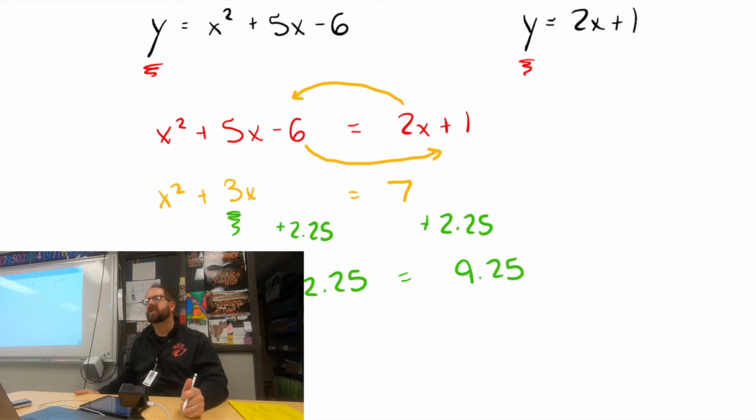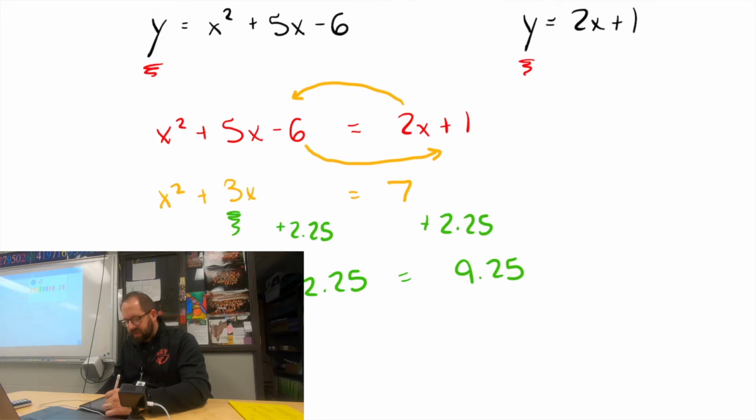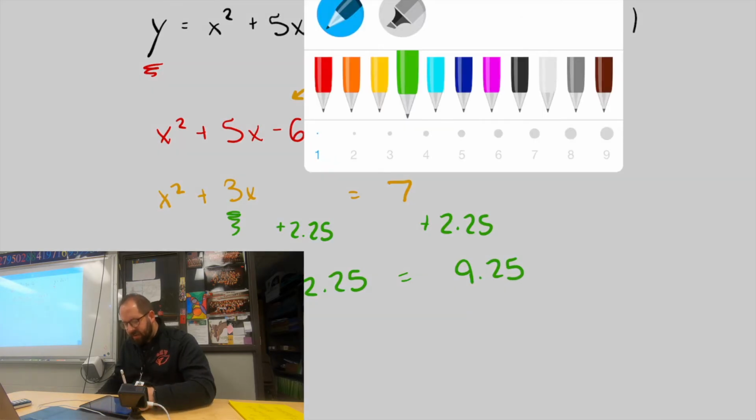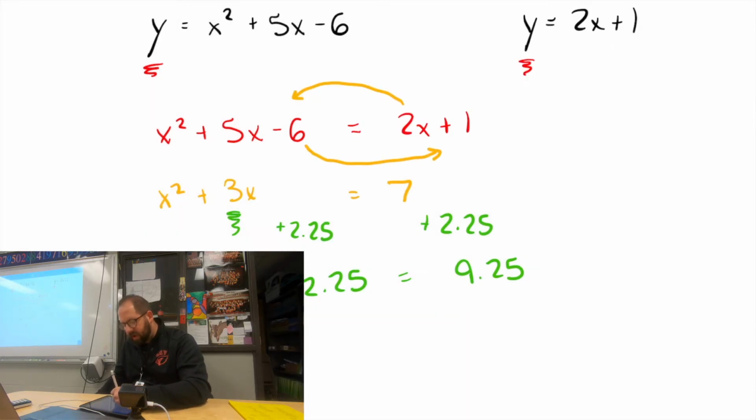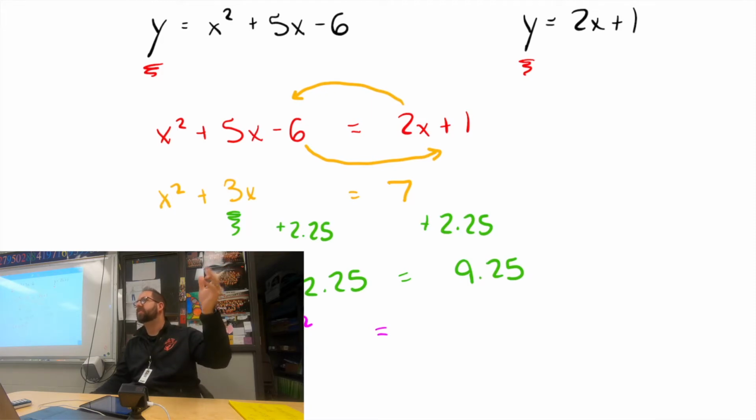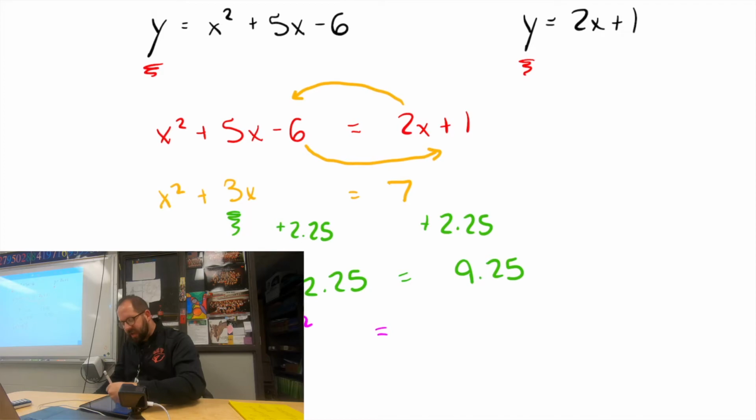Okay? Nice, easy number. And now we're going to factor this left side apart. If I factor this side apart, what is the rule that we've done? Always half the middle. So this will be x plus 1.5. That's half the middle. Half of 3 is 1.5, and it's positive because it was a positive 3. On the other side, I still have the 9.25, right?